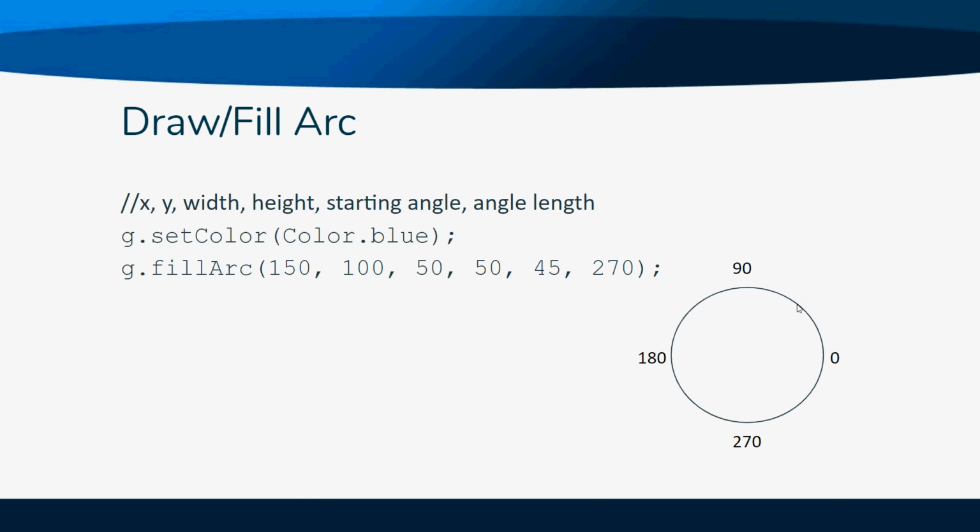And so it would start here. In this particular situation, I wanted a Pac-Man shape, so I did 270. 270 is almost all the way around to get to there. So this fillArc command would fill in this sort of area. If you just said drawArc, it would just draw the outline of it.